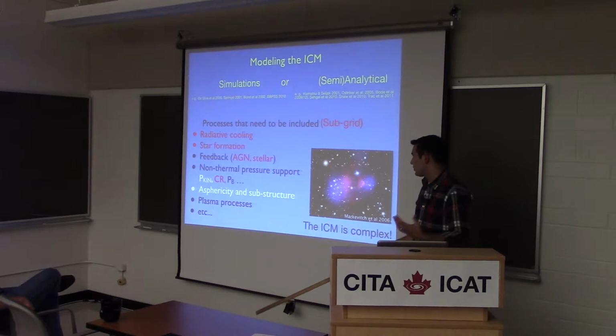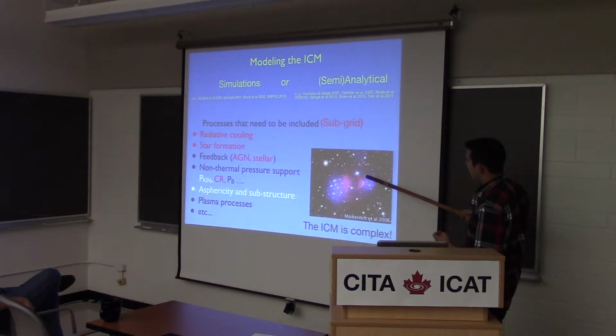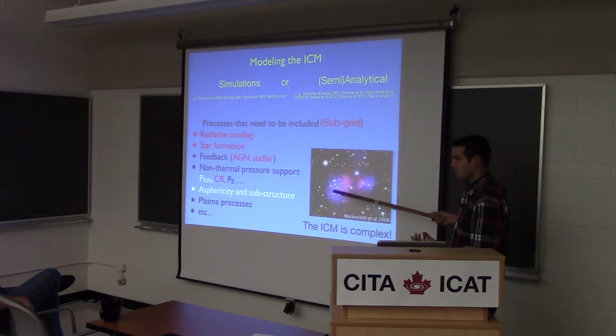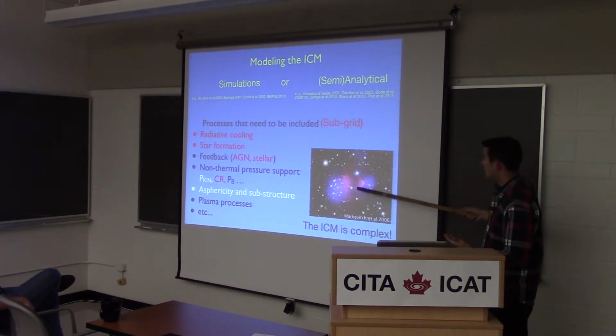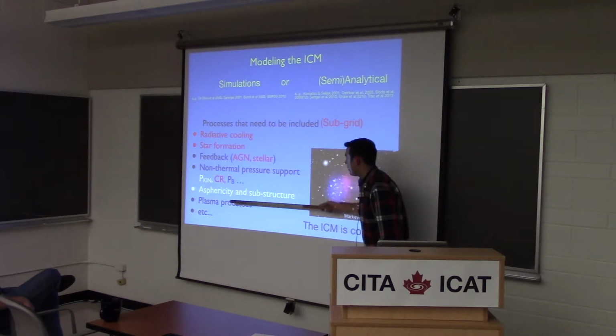Clusters are also not spherical. Here's a nice example of a very massive famous cluster. This is the Bullet Cluster. You can see it's definitely not spherical. The gas is not distributed in a nice round blob. So these are all things that need to go into your model.